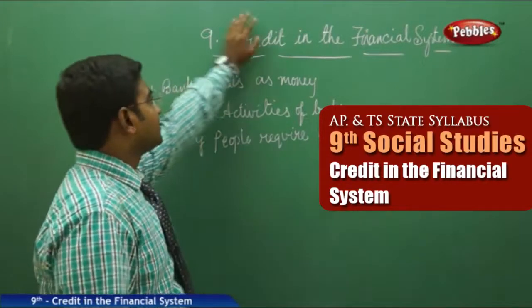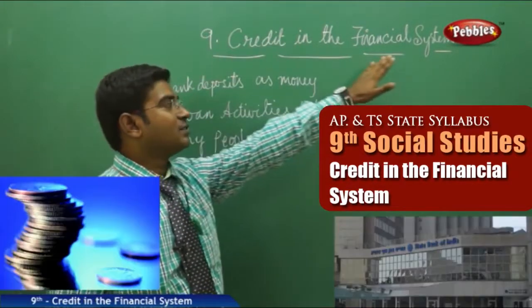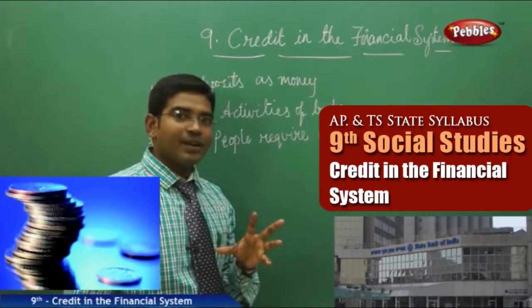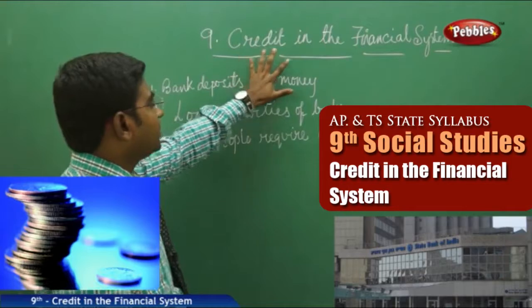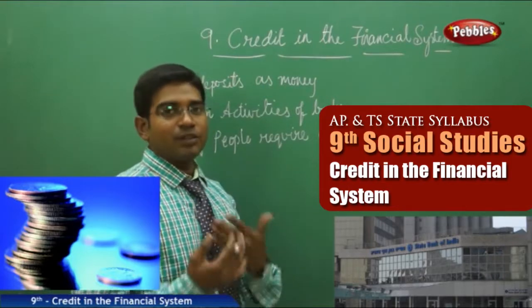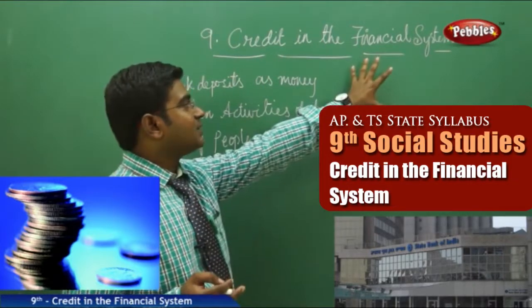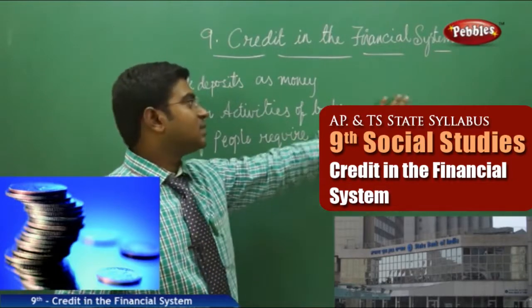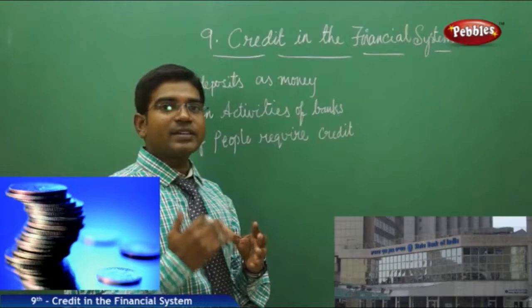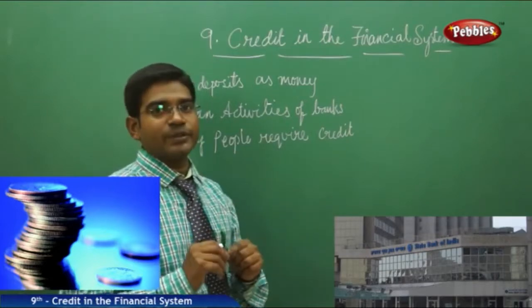So today's topic is credit in the financial system. Before understanding how the credit system works in India, credit is the availability of money for the people. The financial system is the appropriate system. How does the system work? System means an interconnectedness within a group of activities.